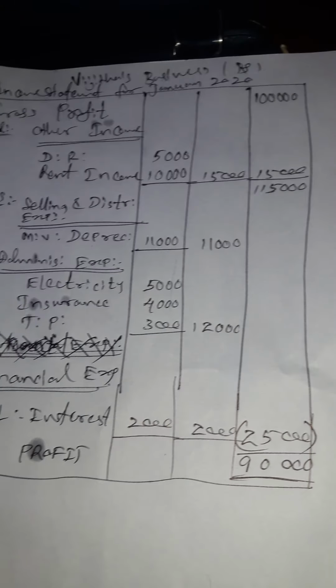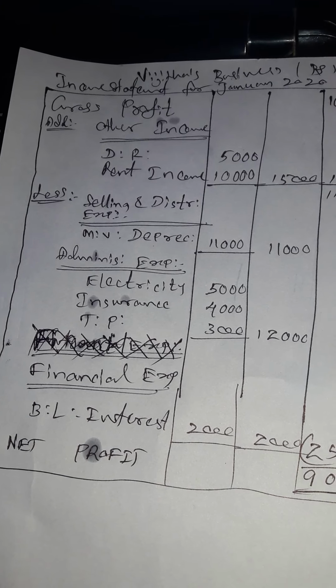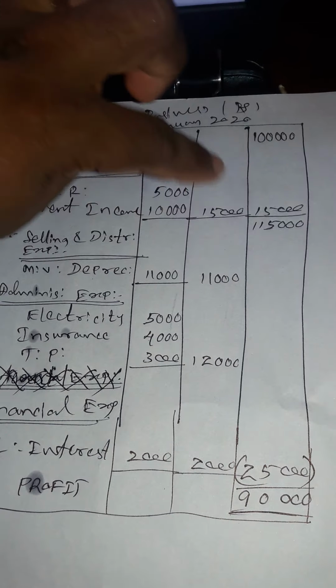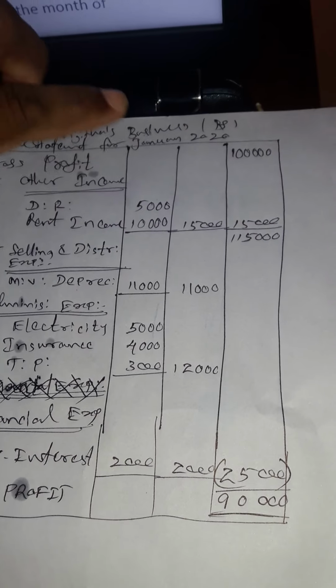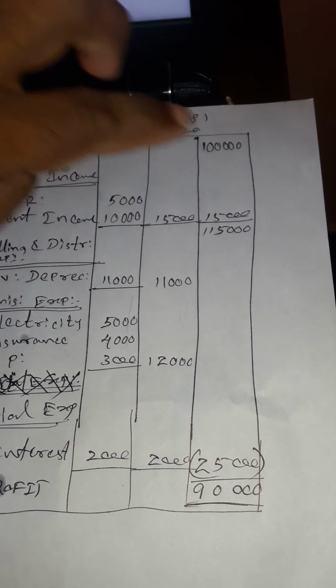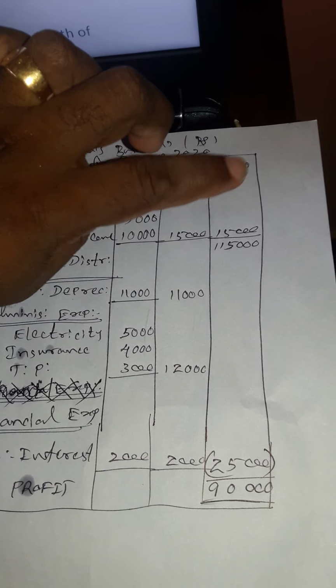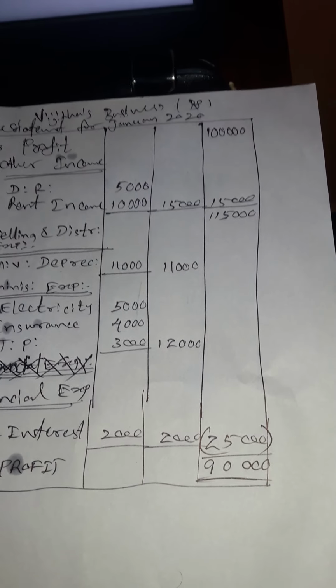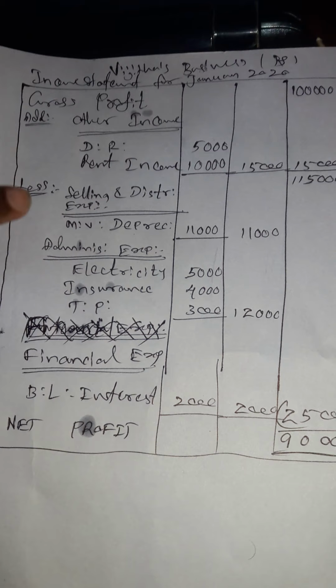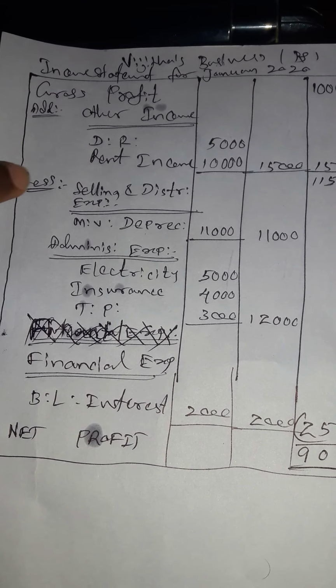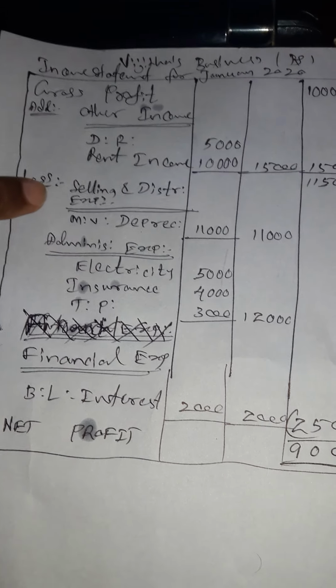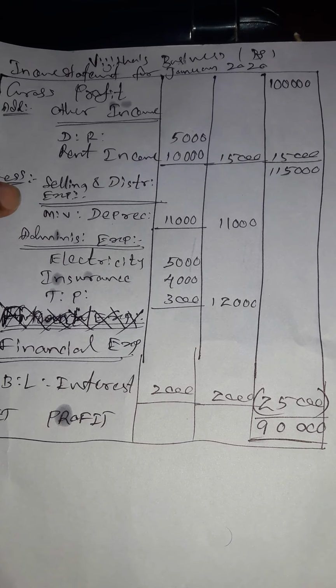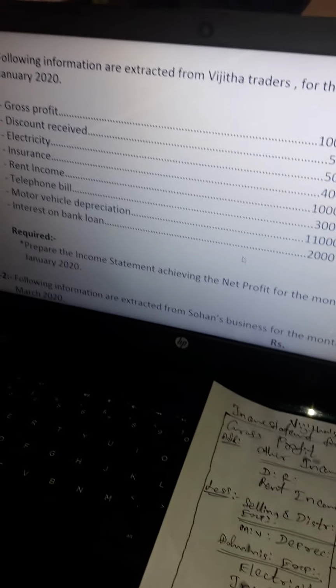But we are not writing it here as grand total, though we must know that it is the grand total of income. Then we have to subtract expenses, writing the headings like this: selling and distribution expenses. And we have to find out what the selling and distribution expenses are.